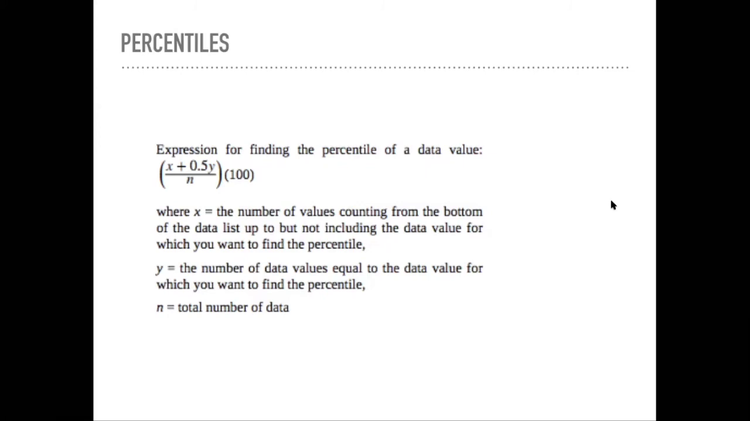And then y is going to be the number of data values equal to the data value for which you want to find the percentile. So you're thinking, what's the frequency of the data value that I'm looking at? And then n, as before, is the total number of data values. As we go throughout this entire semester, n is going to be our total or our sample size. It's our total frequency. So n is always going to be talking about how many were in our data set.